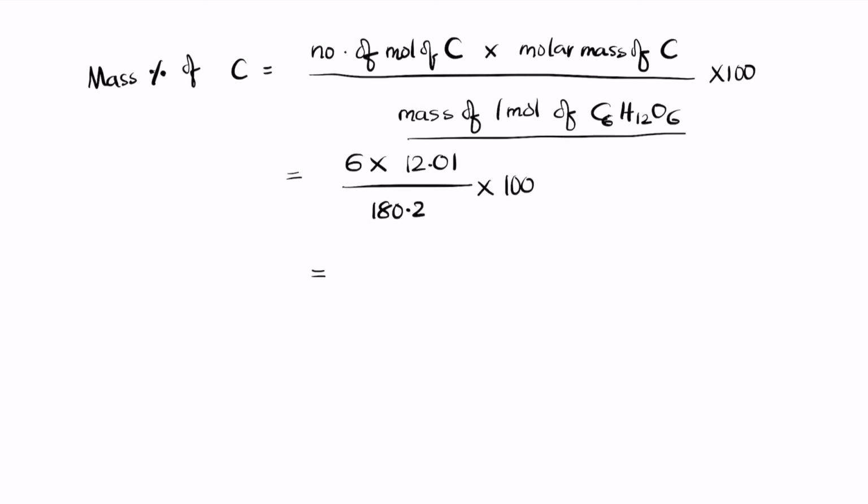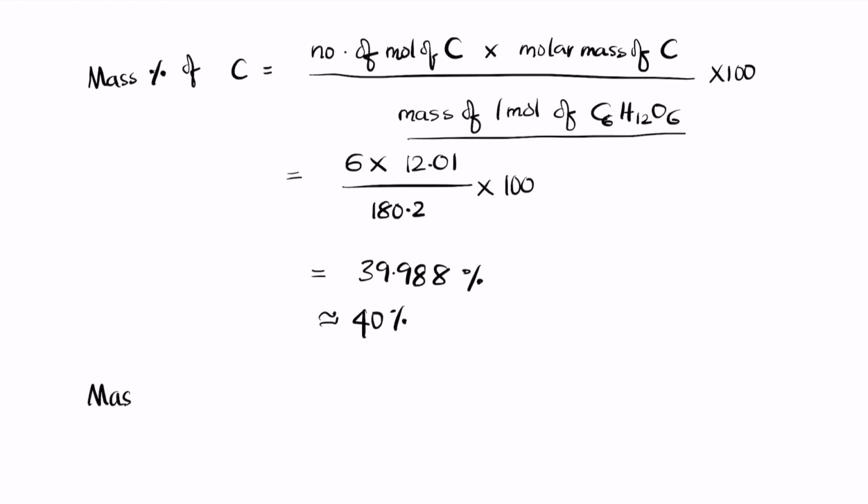When you calculate the value, 6 times 12.01 over 180.2 times 100 gives you 39.988%. So we're close to 40%.